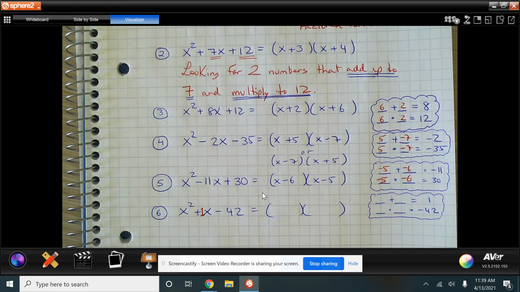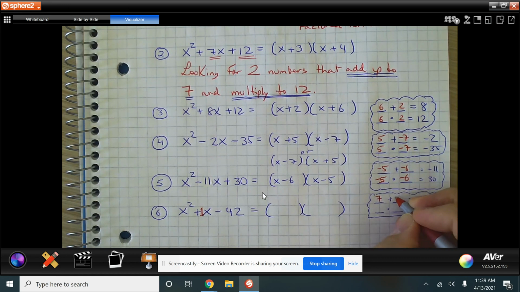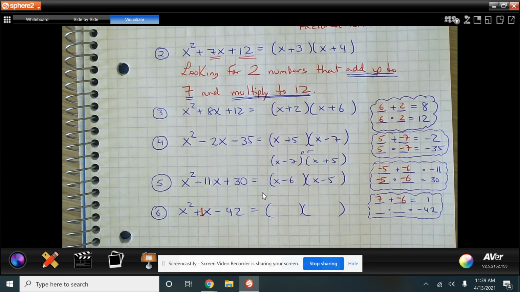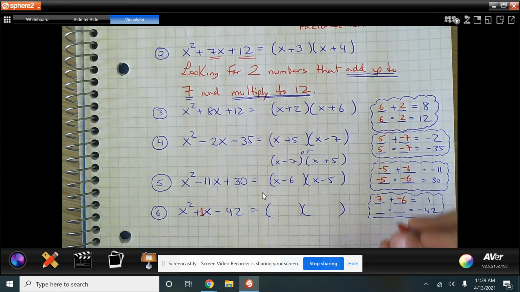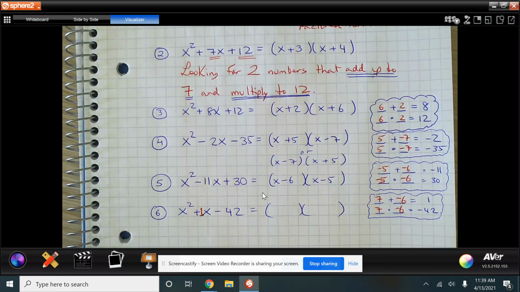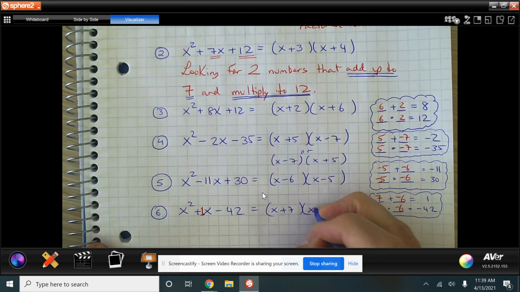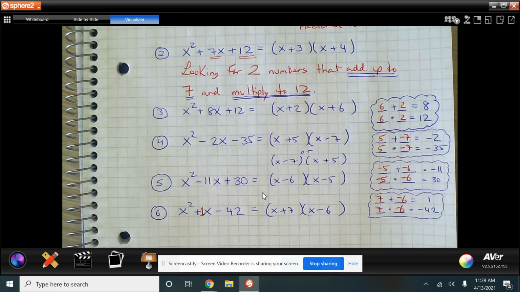There you go. If you look in the chat, someone that's more or less your age figured it out, which means it's possible. So here we go. 7 and negative 6. If I add 7 and negative 6, they add up to 1. On the other hand, if I multiply 7 and negative 6, they multiply out to negative 42. And therefore, my answer must be x plus 7 times x minus 6. And there you go. That is lesson 7.5. That's all I've got to say.